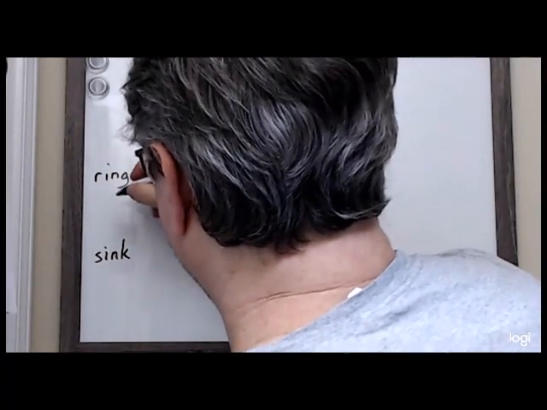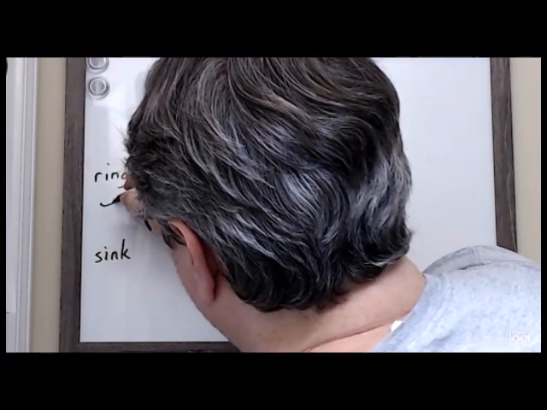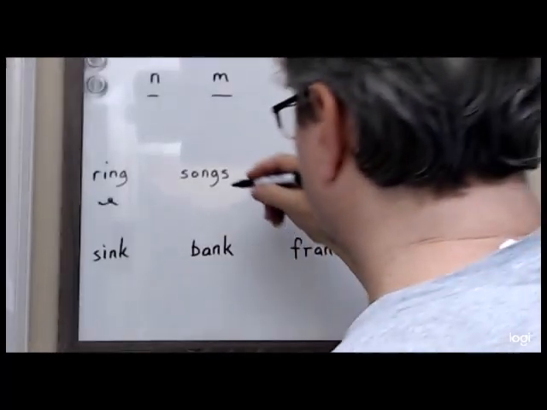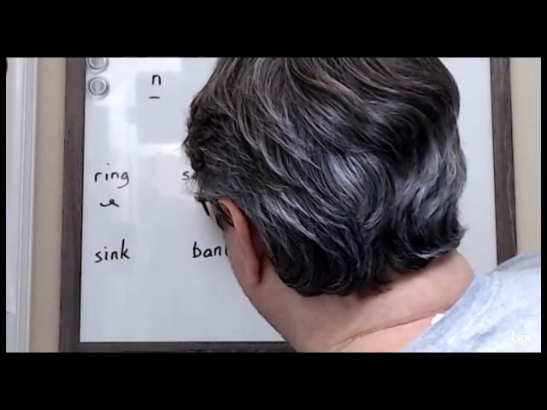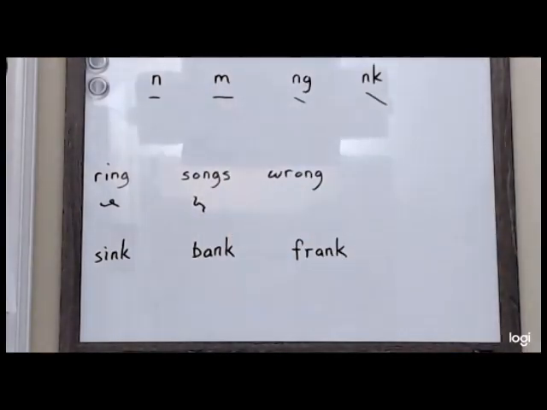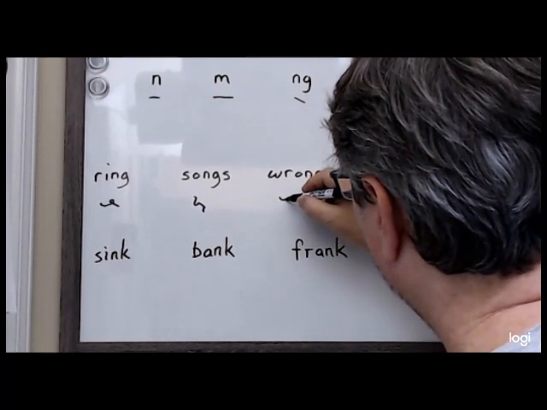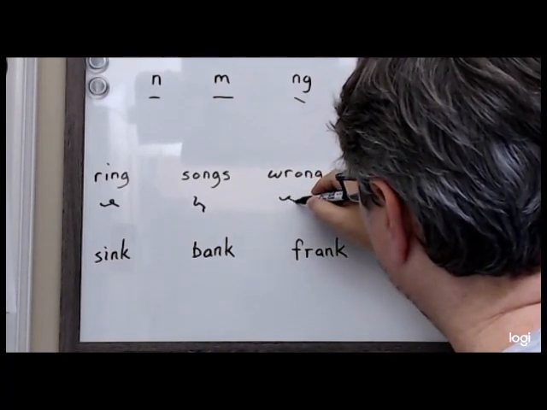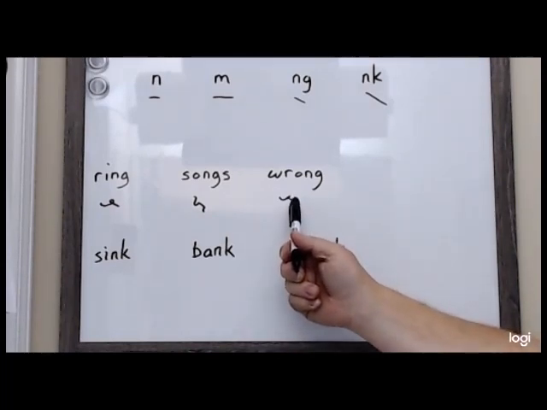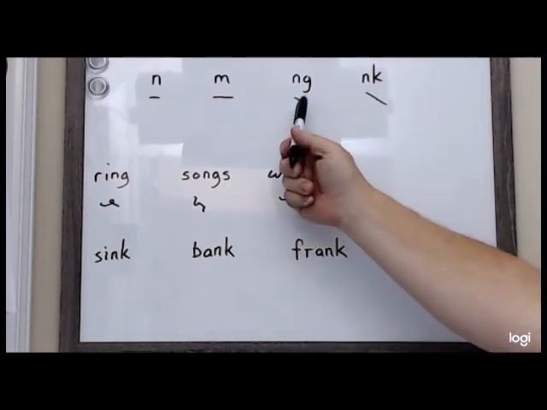The word ring will just be the R, the E, the NG. The word songs, S-O-N-G-S. And the word wrong will be R-O-N-G. If you noticed here, I wrote this O on its side to go along with the next corresponding stroke.